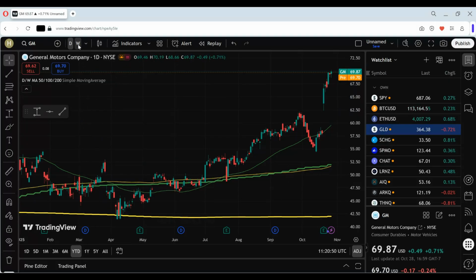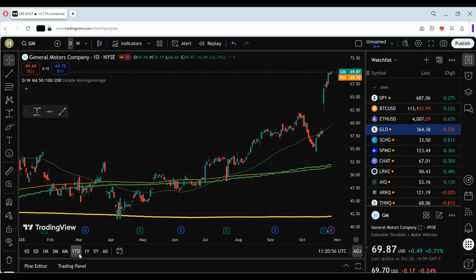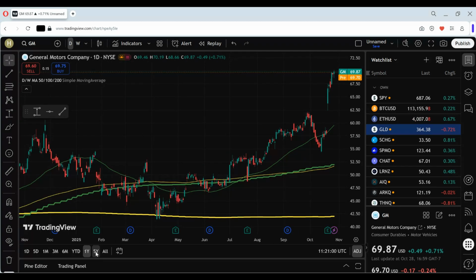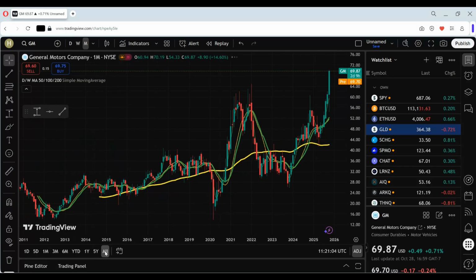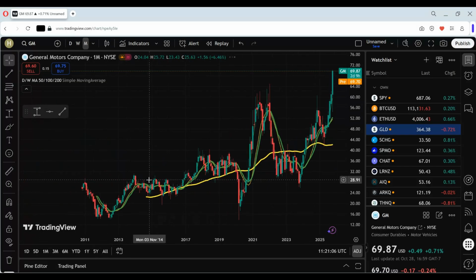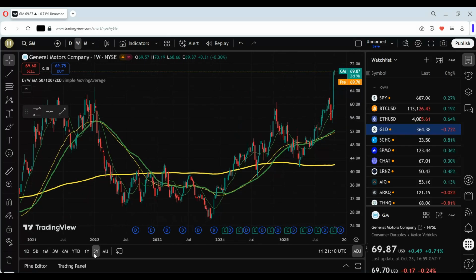Remember on this, you could change it from a daily candle or a weekly candle. So we go to year to date, there's GM. Go 1 year chart, or what I like looking at, the 5 year, or even all. Get a big old chart on it. So I usually default to about a 5 year chart. Here's GM on a 5 year chart.